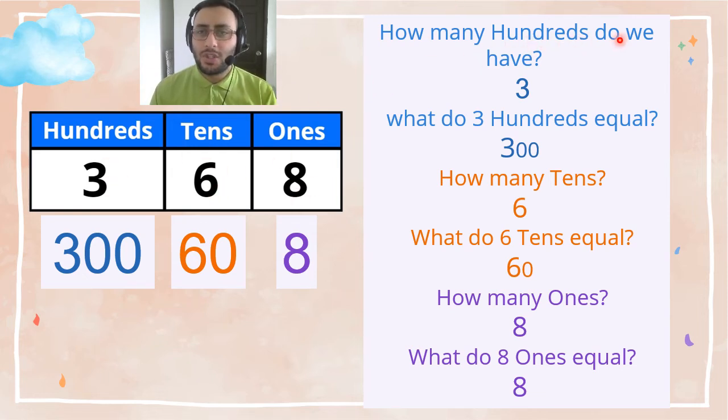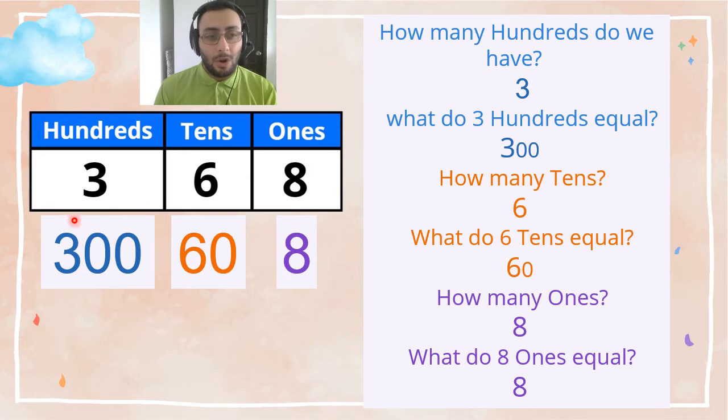How many hundreds do we have? 3. Now what do 3 hundreds equal? 3 hundreds means 300. Now how many tens do we have? We have 6 tens. What do 6 tens equal to? 6 tens equals to 60, right? Now how many ones do we have? 8. What do 8 ones equal to? 8. Because each one is 1, right? So we have 8 ones.